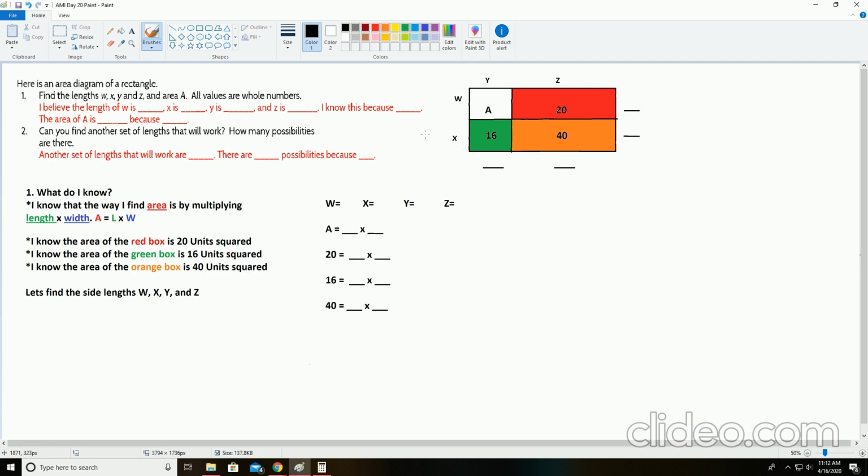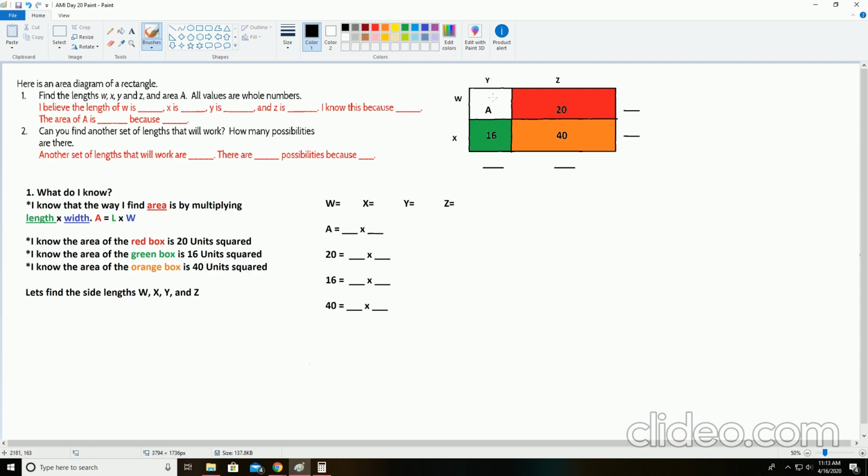If you notice mine's color coded, hopefully that will help you to gain a little more clarity when we're going through this today. So number one wants you to find the lengths of W, X, Y, and Z and the area of A. So when I look at this, this is just a simple rectangle. It appears that I have four other rectangles inside here, and then we have areas for the different pieces inside the larger rectangle. So this smaller rectangle has an area of 20 units squared. This smaller rectangle has an area of 40 units squared. This one is 16 units squared.